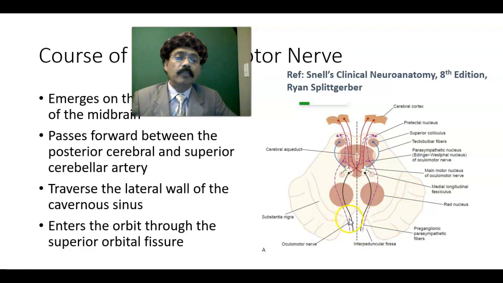It passes through the basis pedunculi, going forward, and it goes to the lateral wall of the cavernous sinus. It enters the orbit through the superior orbital fissure. Before its entry, it divides into an upper division and a lower division.